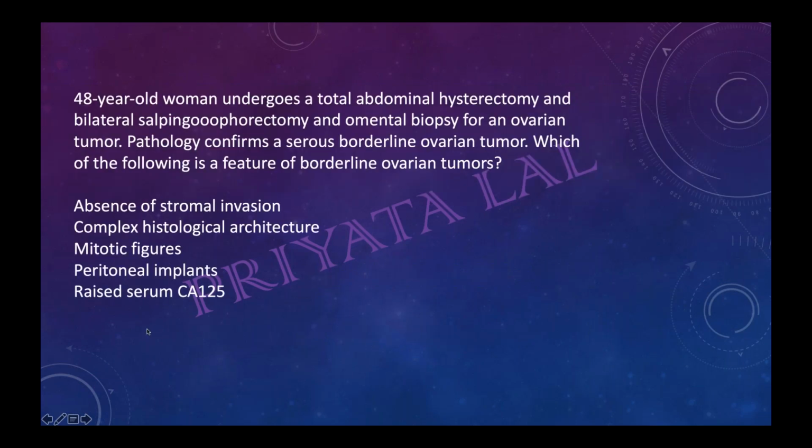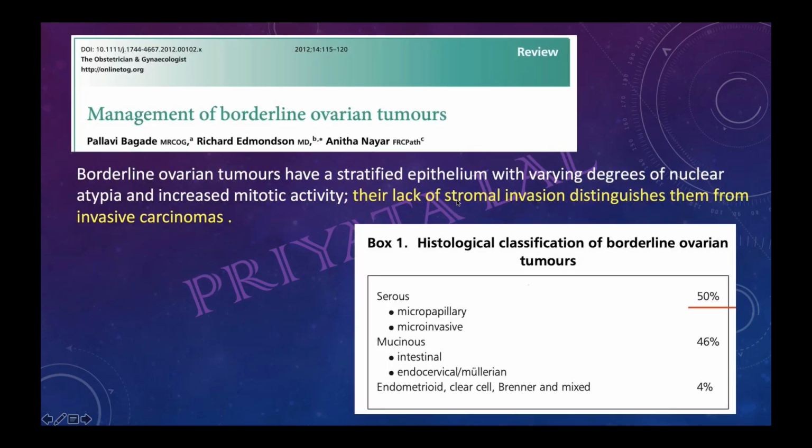Okay, now I'm just about to finish. What is the feature of borderline ovarian tumor? Absence of stromal invasion. Yes, this is the answer. A few things you have to know about borderline ovarian tumor. They have increased mitotic activity and varying degrees of atypia, but their characteristic is that they lack stromal invasion.